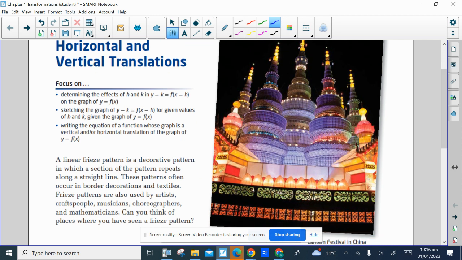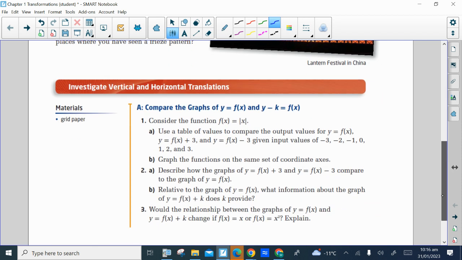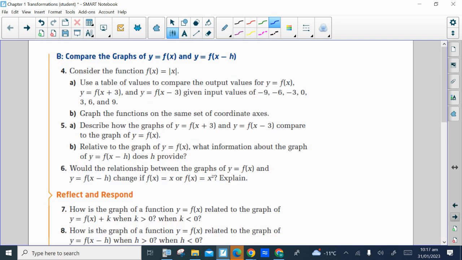So we're going to sketch these graphs for the given values of h and k, given the graph of y equals f at x, and then we'll also look at writing equations of functions after they've been transformed. So those are the things that we're going to be looking at in this first section.